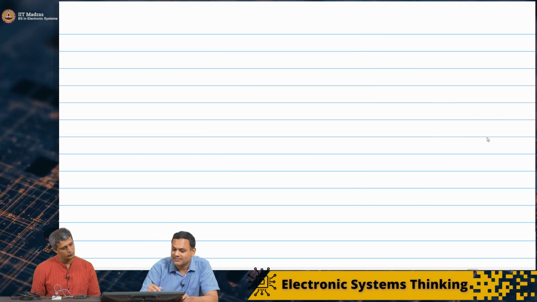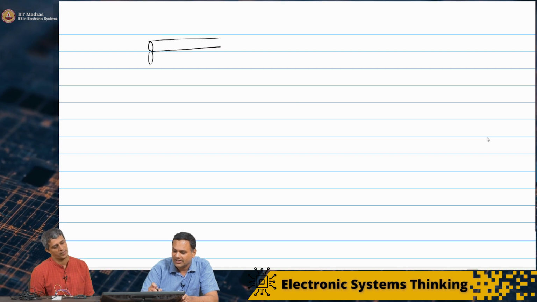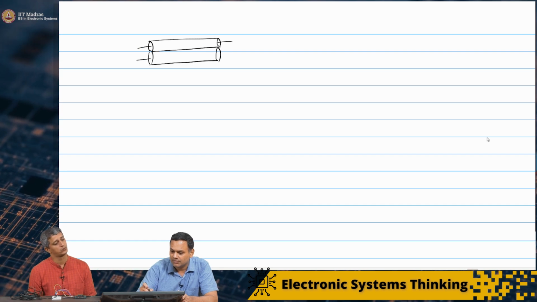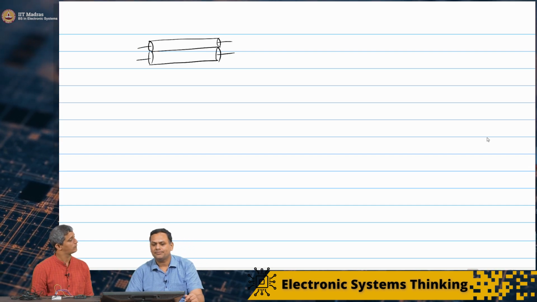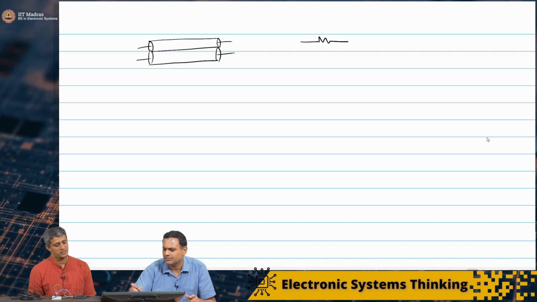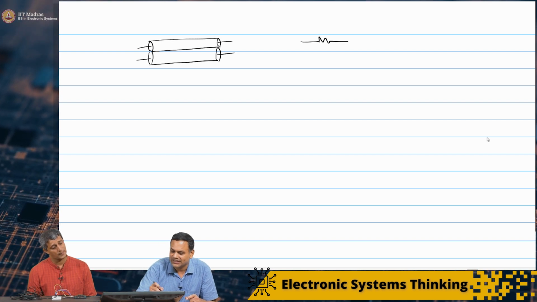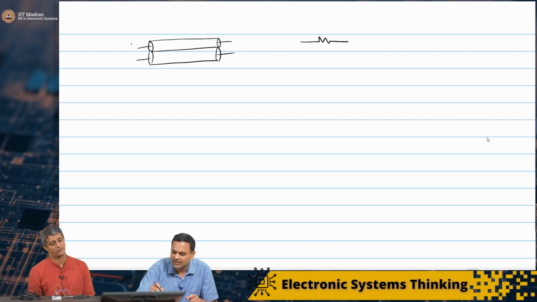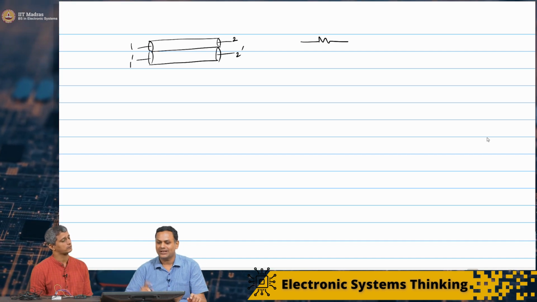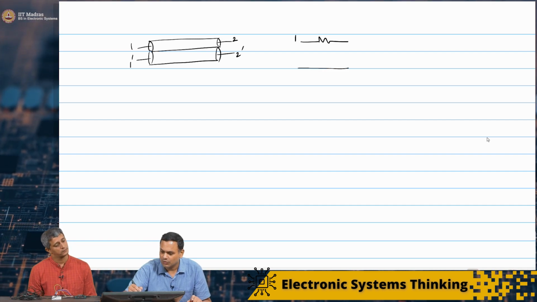So now let us start looking at what the wire is. We have a long wire, and it looks like this will definitely have some resistance. So I'll show it like this. I'll call this 1 and 1 prime, 2 and 2 prime. We are definitely going to have some long resistance.